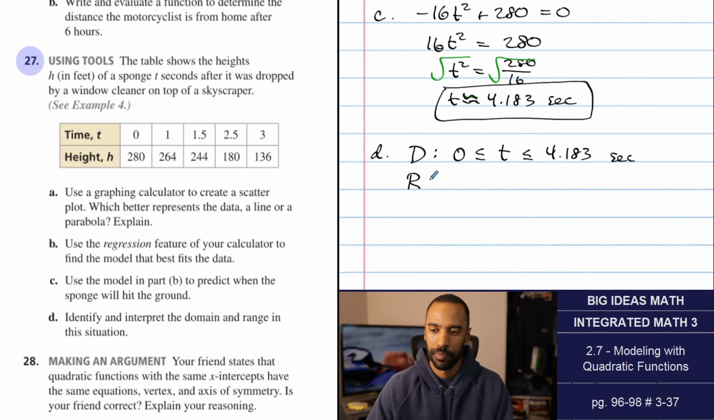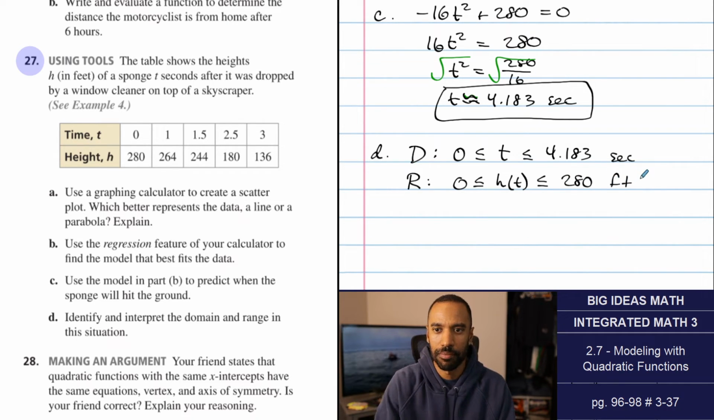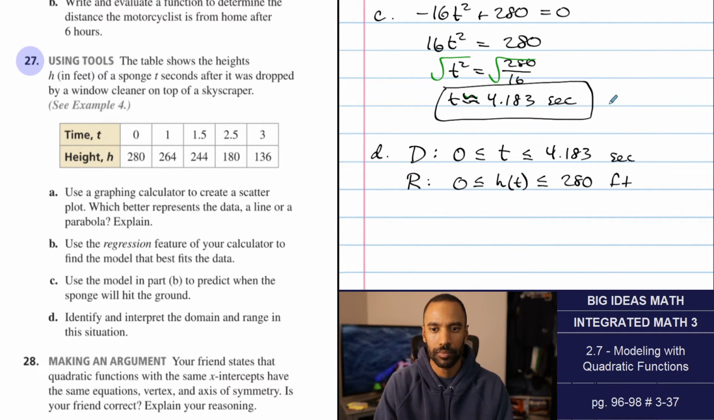The range is from the top height. The top height is 280 feet. Oh, that's not a top though. The bottom is 0 when it hits the ground. So 0 is the low, and 280 is the top. Is it in feet? Yes, in feet.